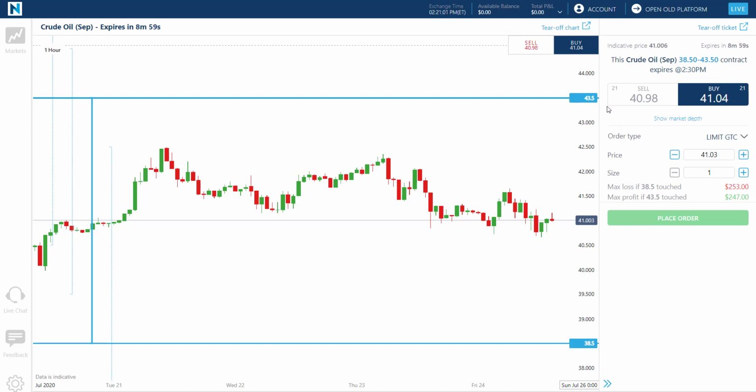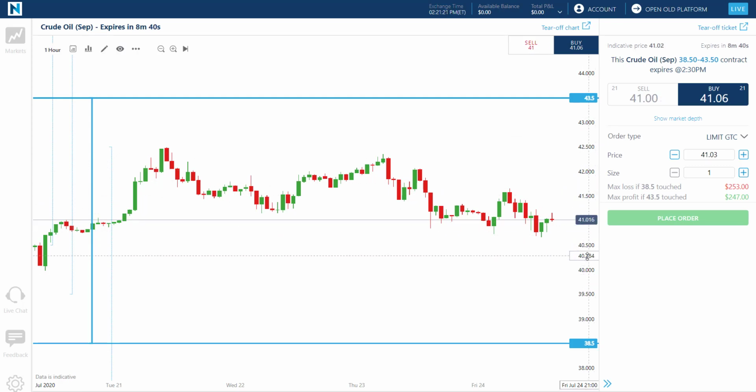If the price of oil doesn't hit either the upper or lower range of the knockout, the contract will settle at an expiration price. The profit or loss on your trade will be the difference between the price level you bought or sold and the settlement price, excluding any exchange fees.